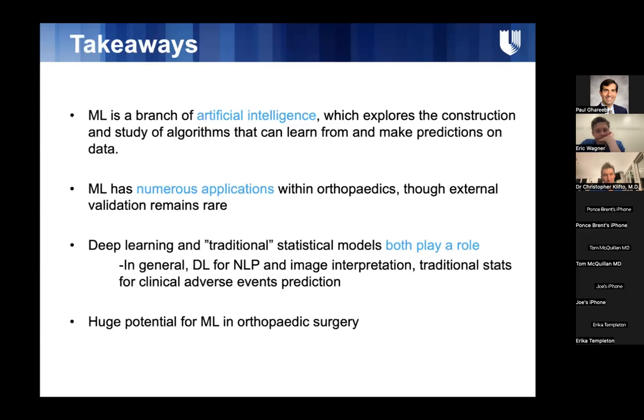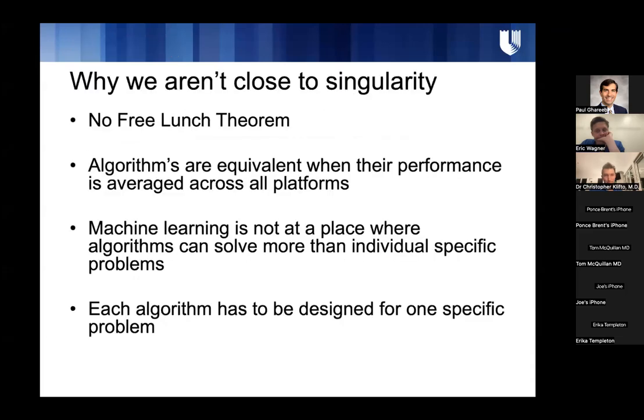which is easy to do. The biggest takeaway is that machine learning is a branch of artificial intelligence, which explores the construction of algorithms. It has numerous applications within orthopedics. And once you understand the different nuances between what machine learning is and what the different definitions are, then you can actually make your own types of algorithms. The potential is limitless, especially in orthopedics, and we're just getting to the frontier of that.